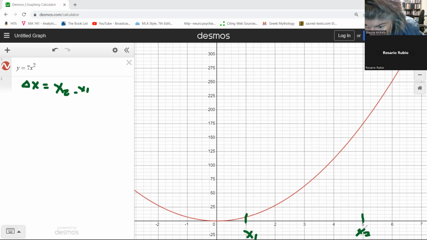So basically, it's asking you how far apart are x1 and x2. Now, you could count that, but you can't usually, so we go ahead and write it. So x2, they give you as 5. So this is 5 minus x1, which is 1. So 5 minus 1 is 4. Okay, that's 4.